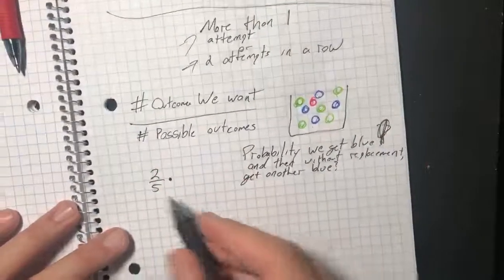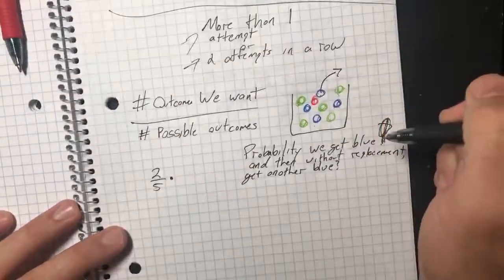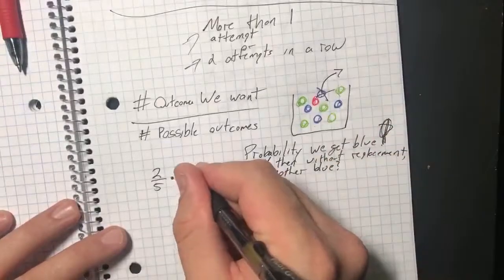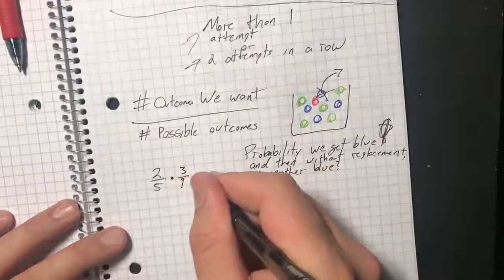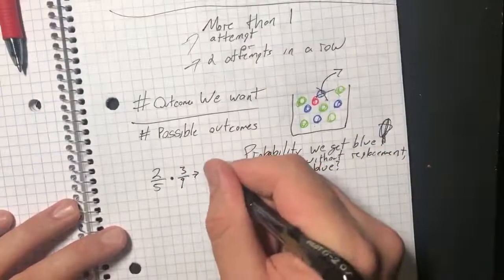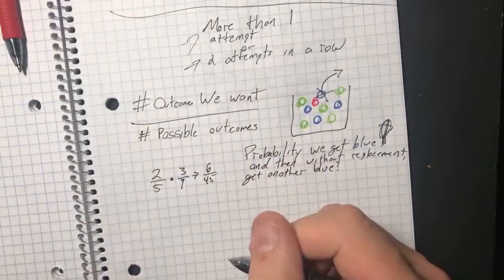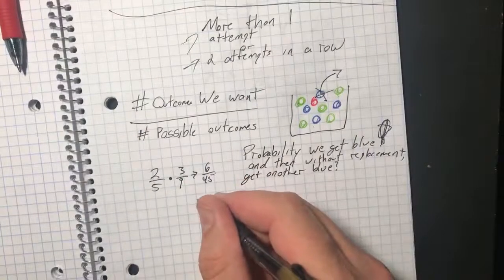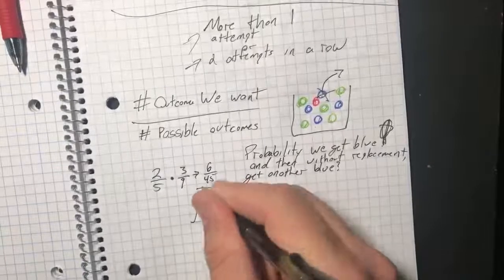Now, this is reduced, right? But if we get our blue the first time, now there's no longer 4. There's only 3 possible, right? And now there's no longer 10, but there's only 9. So now we can multiply and we get 6 out of 45, and we can divide that by 3, and what we'll get is 2/15. So that's the answer. Did anybody get that?